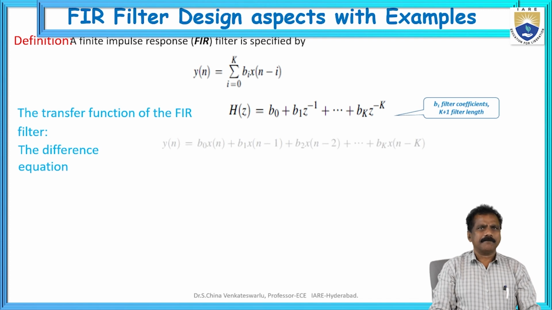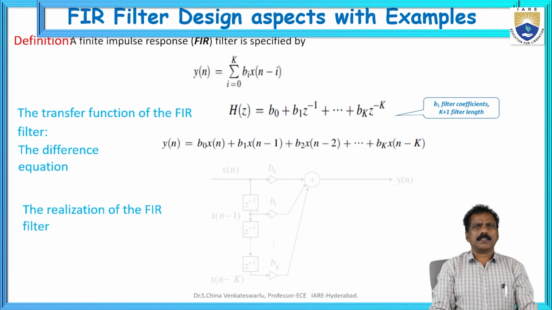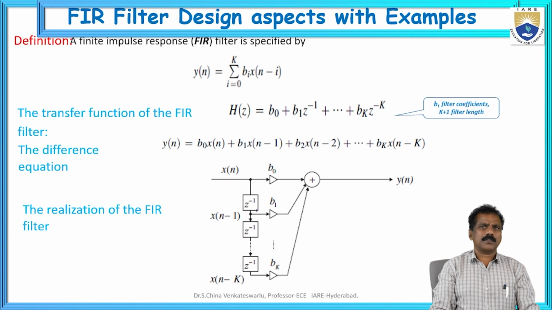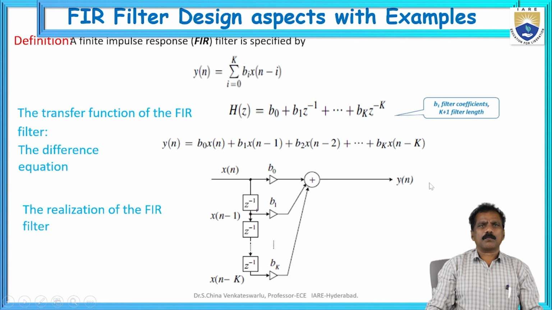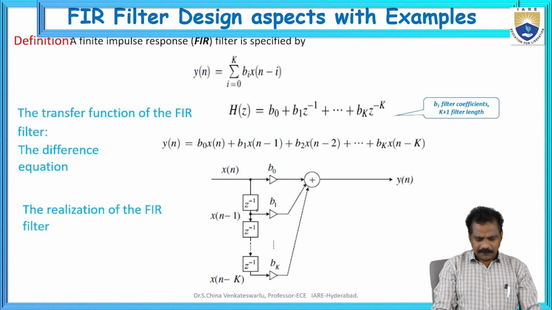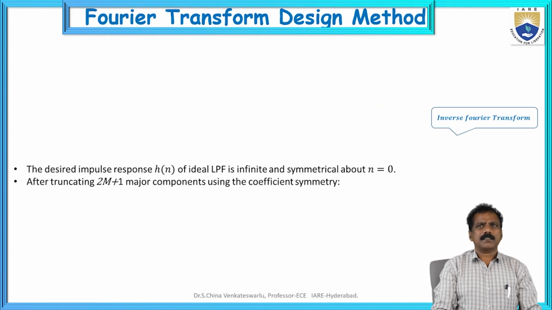The difference equation is y of n equal to b0 x of n plus b1 x of n minus 1 plus b2 x of n minus 2 plus b3 x of n minus 3 and so on, plus bk times x of n minus k. Next, coming to the realization of the FIR filter: the input x of n is multiplied by b0, b1, b2 up to bk, with delayed versions x of n minus 1, x of n minus 2 and so on up to x of n minus k, producing the output response y of n. This is the realization of the finite impulse response filter.